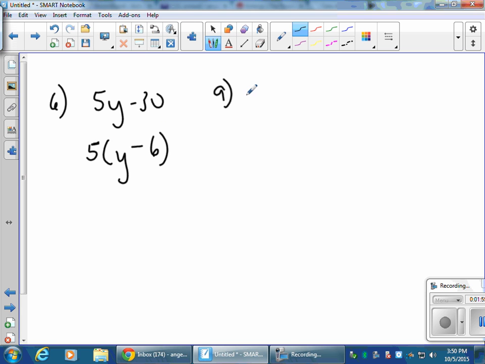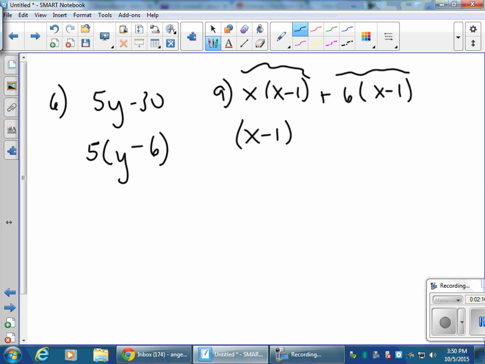Number 9, same thing. It's x times x minus 1 plus 6 times x minus 1. My greatest common factor here between these two terms, this is term 1 and this is term 2, what they have in common is they both have an x minus 1. So I'm going to take that out. X minus 1 times x gives me the first term, and x minus 1 times 6 gives me the second term. And that's how this factors. X minus 1 times x plus 6. If I undid it, it'd be x minus 1 times x, which is my first term, plus x minus 1 times 6. So that's what I started with.